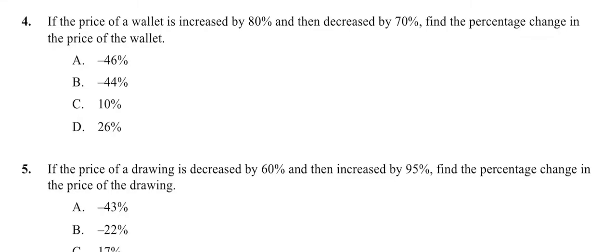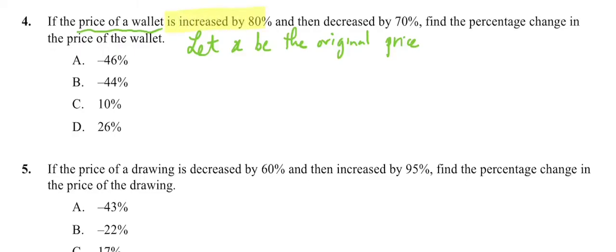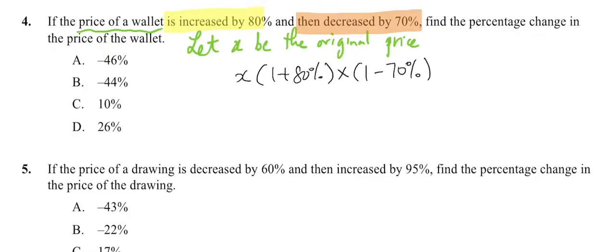And when we do percentage change questions, since we don't know what the original price is, we have to let x be the original price. Then they are telling you the changes. First, it increases by 80%, and then it decreases by 70%. So the value of x first needs to increase by 80%, and then decrease by 70%.